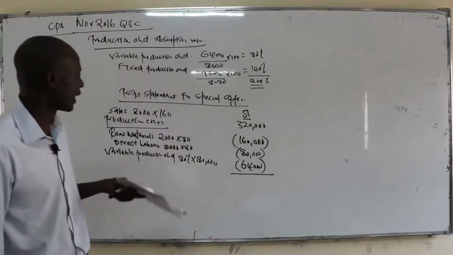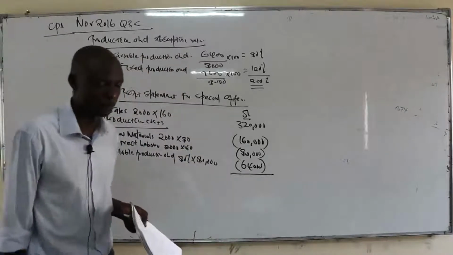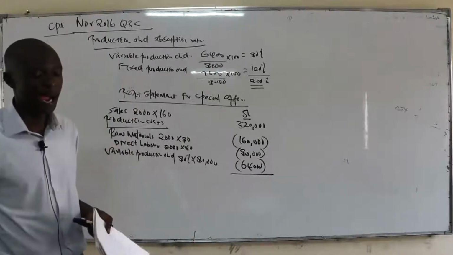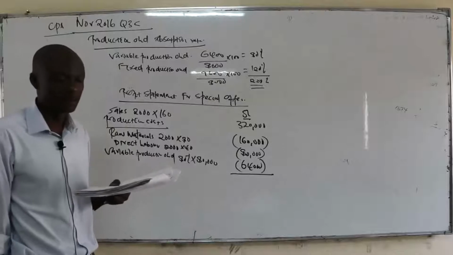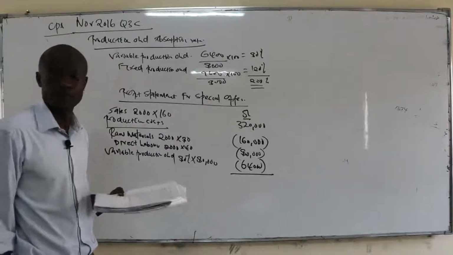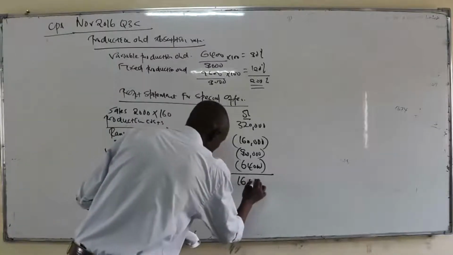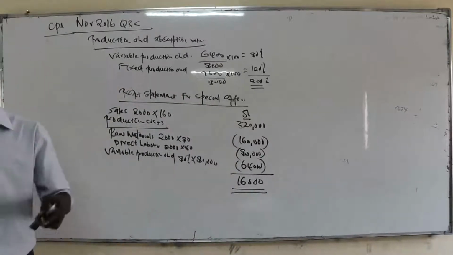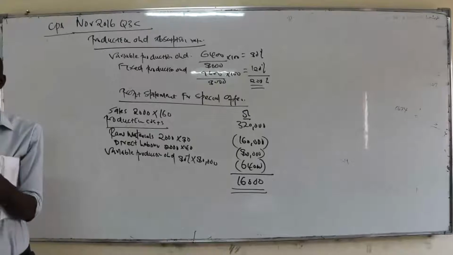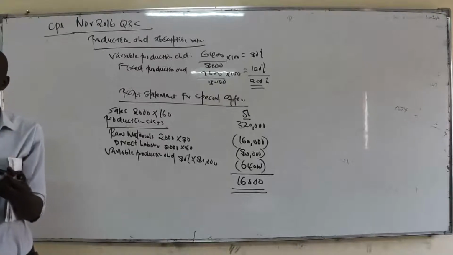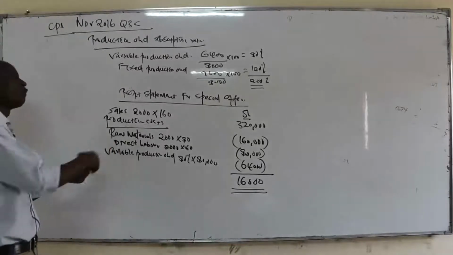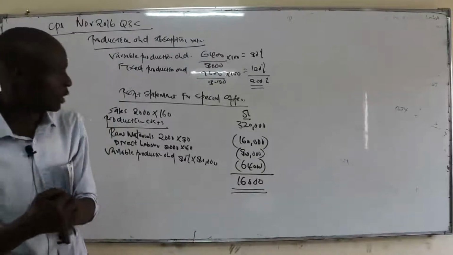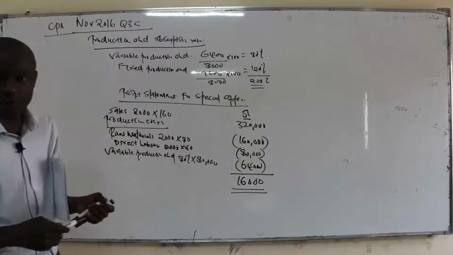And how much do you get? Fixed costs are irrelevant since they are not affected by the decision. 16,000. So provided you are making a profit on any special offer and you have the capacity, you accept the offer. So you accept this offer because it leads into profitability of 16,000 shillings. So that is the special offer decision.